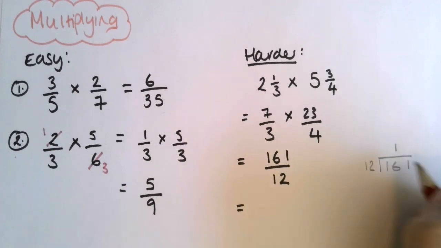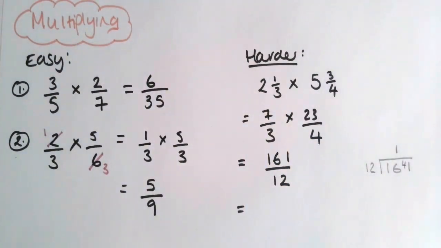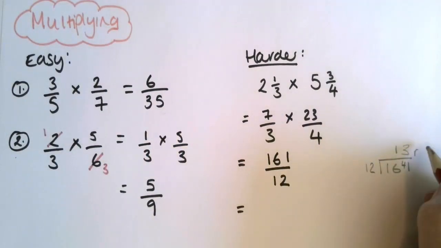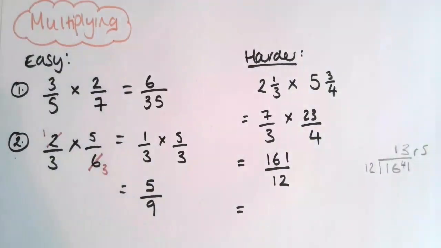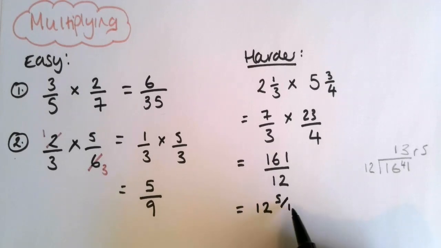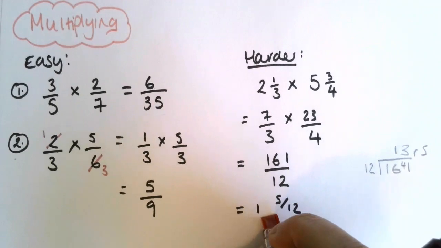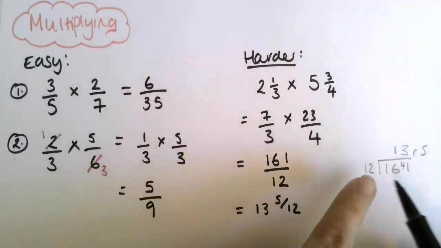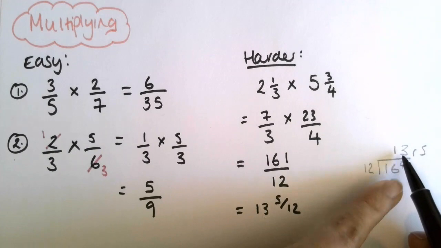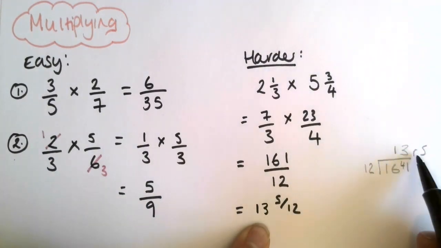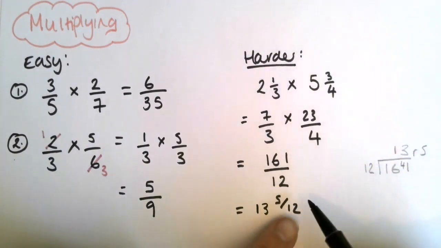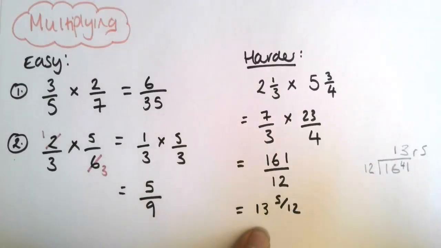12 into 16 goes once, remainder 4. 12 into 41 goes 3 times, and 3 12s are 36, so that's remainder 5. Okay, so that tells me that this simplifies down to 13 and 5/12. There's my 13, because 12 went into 161 13 times, so that's where that has come from. Remainder 5, it's 5/12 that we have left over because we're dividing by 12. So that's where the 13 and 5/12 comes from.